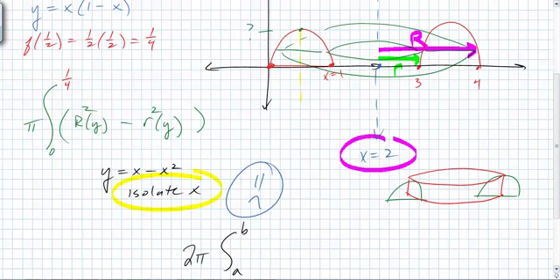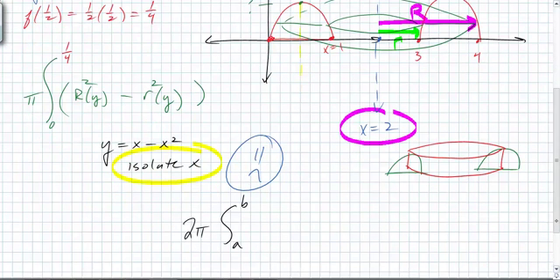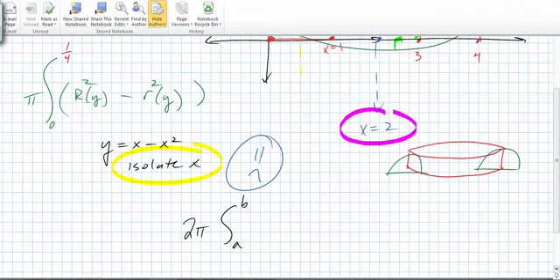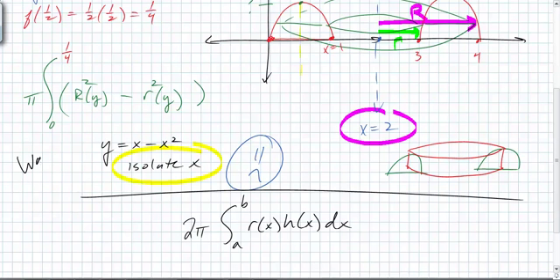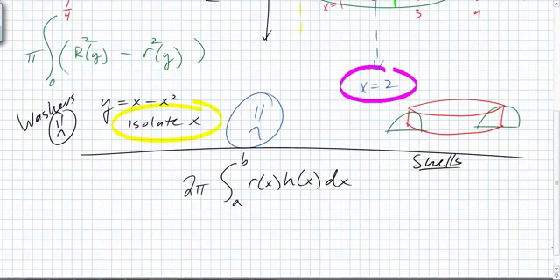The thickness is going to be a part of the x-axis, so it's dx. The reason I'm saying that is because you need the radius in terms of x, and you need the height in terms of x, and it's dx. So now we did washers, and what happened when we did washers? Sad face. So now we're doing shells.